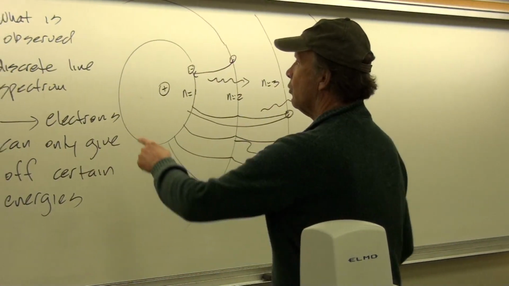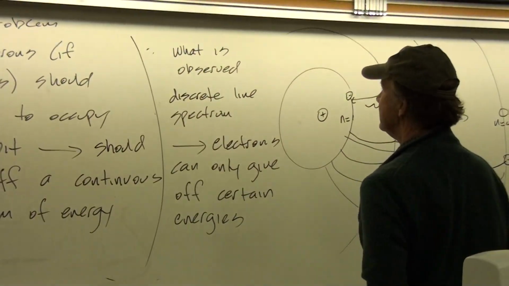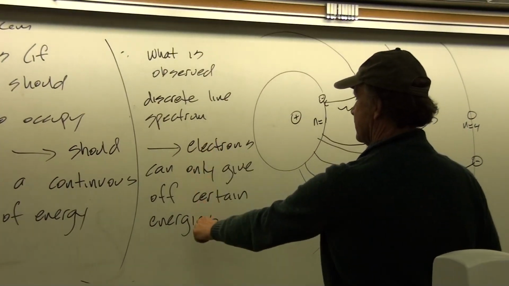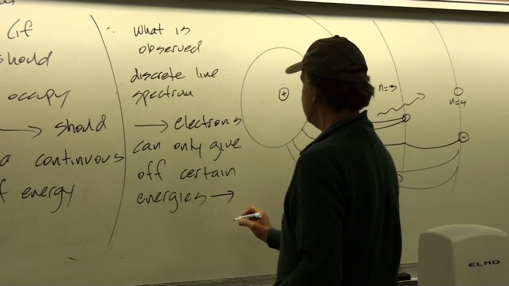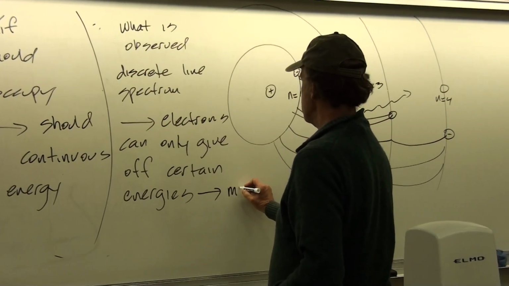Okay? And so what the observation then indicates is that the electrons can only give off certain energies, and therefore they must only have certain orbits.